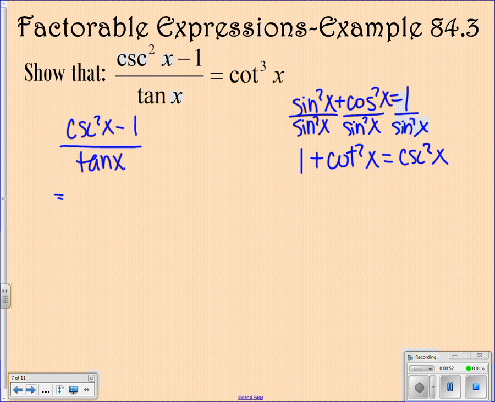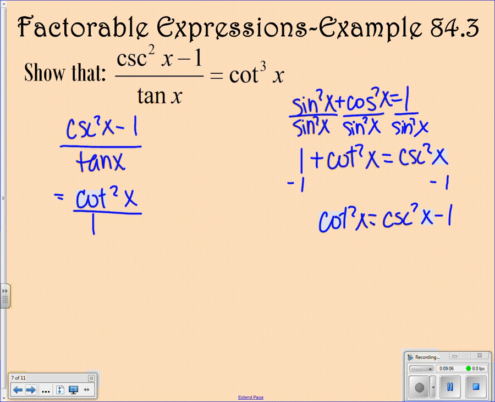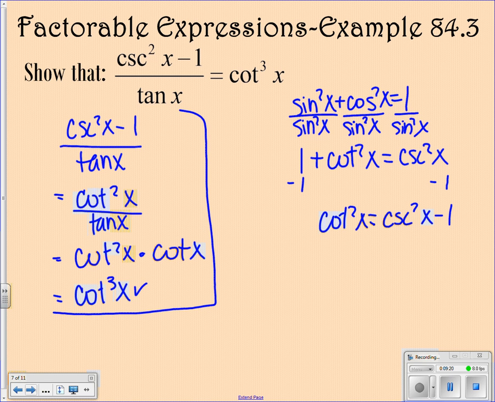Now we have cosecant squared minus 1. So if I subtract 1, I get cotangent squared equals cosecant squared x minus 1. So that means that the numerator is actually the same thing as cotangent squared x. And then I have over tangent of x. Well, instead of dividing by tangent, I can multiply by cotangent. So cotangent squared times cotangent is cotangent cubed, which is what they gave us. And so this would be your answer.